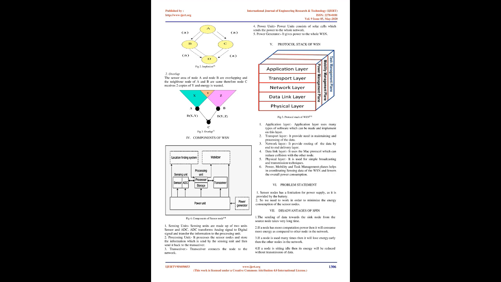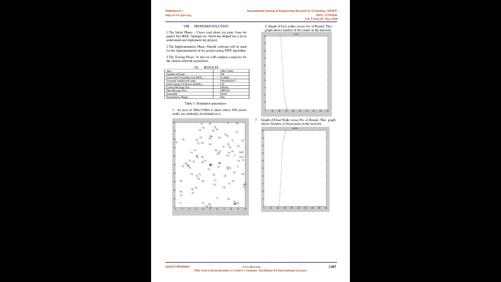V. Protocol stack of WSN. Fig 5. Protocol stack of WSN. 1. Application layer. The application layer uses many types of software which can be made and implemented on this layer. 2. Transport layer. It helps in maintaining and processing of the data. 3. Network layer. It provides routing of the data by end-to-end delivery.